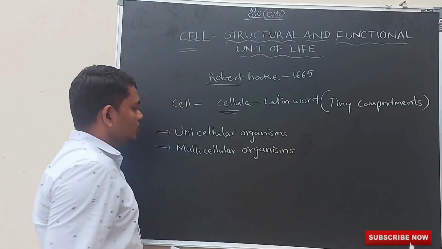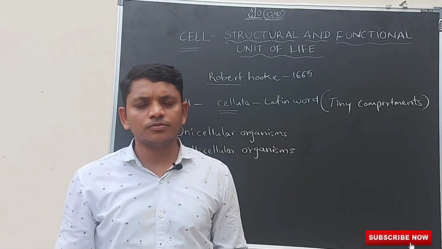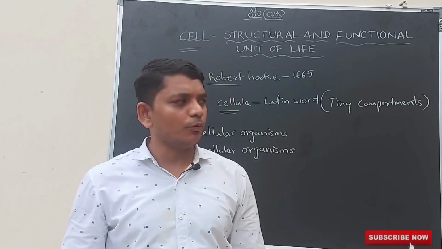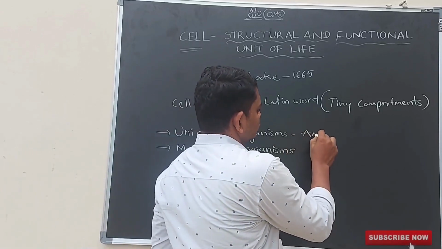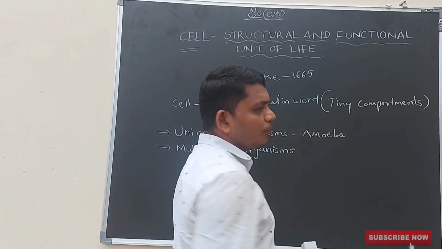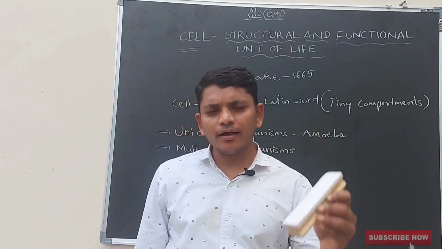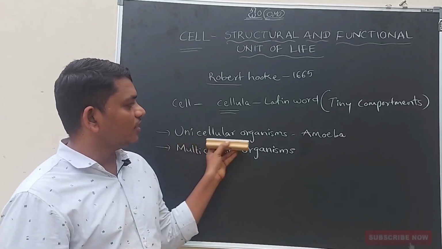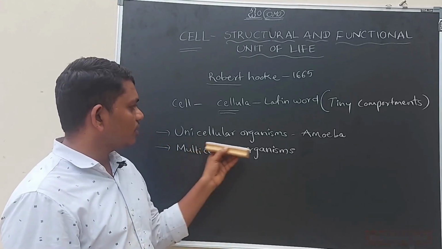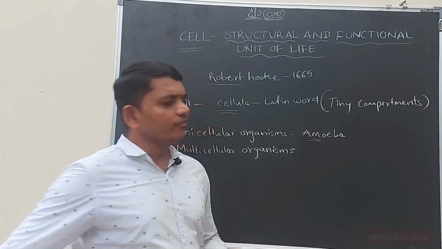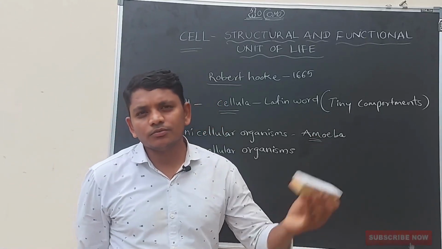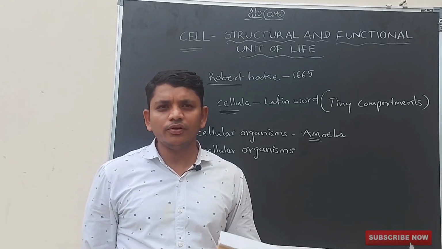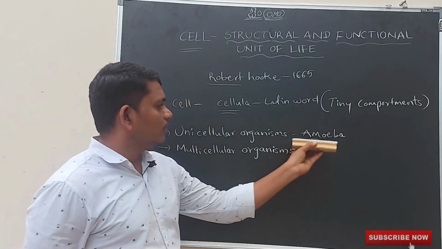Here in the unicellular organisms, the organism is composed of only a single cell. For example, amoeba. The entire body and entire organism is made up of only a single cell. That type of organisms are called unicellular organisms. Along with the amoeba, many types of organisms belong to unicellular organisms, like paramecium, chlamydomonas, euglena. The best example is amoeba.